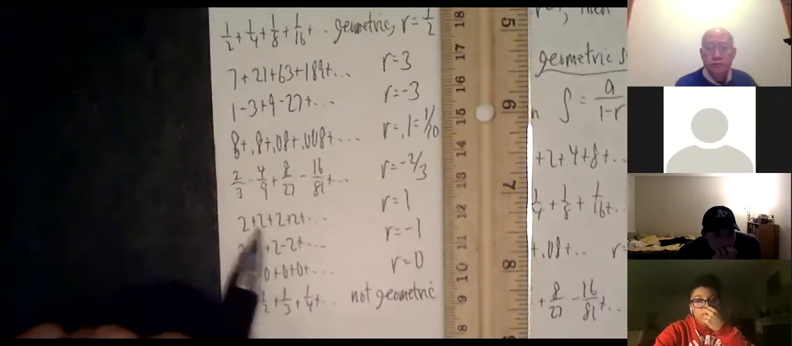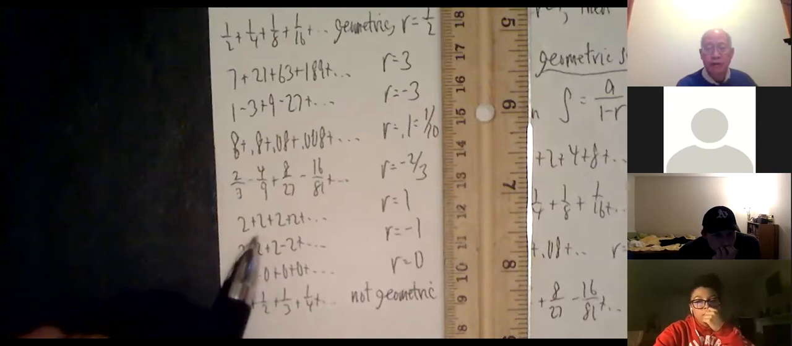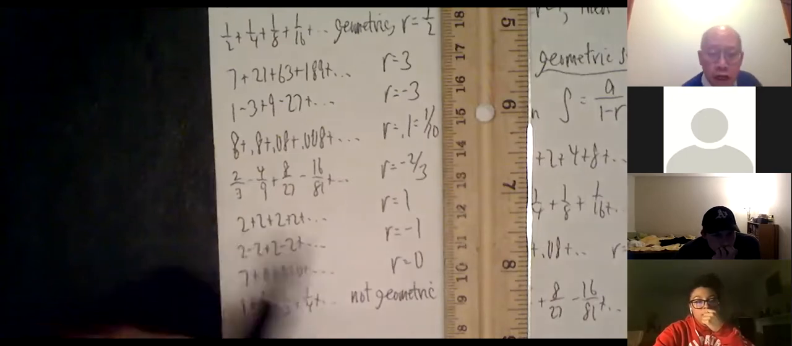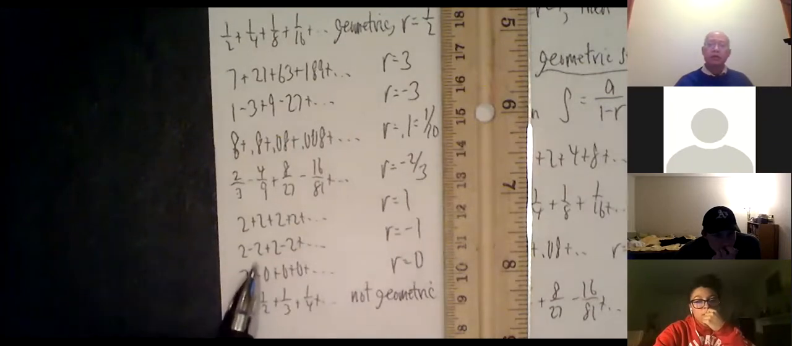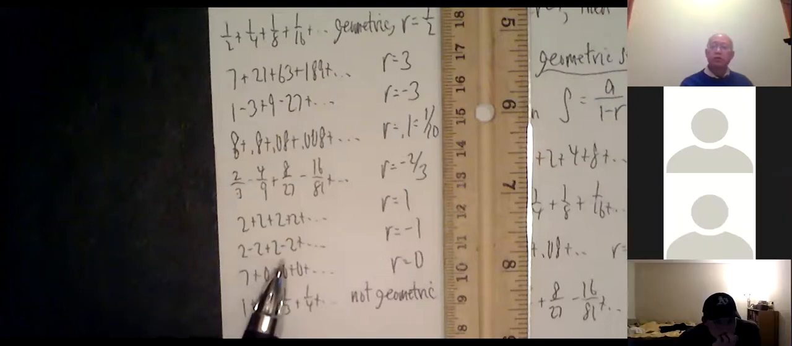This one blows up, right? It gets as big as you want, if you just add infinitely many 2's, right? The dot, dot, dot does mean infinitely far. Okay, this one's a little tricky. 2 minus 2 plus 2 minus 2. Do we approach any one number?